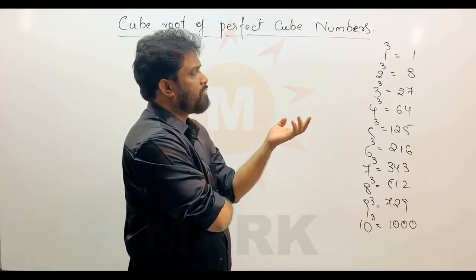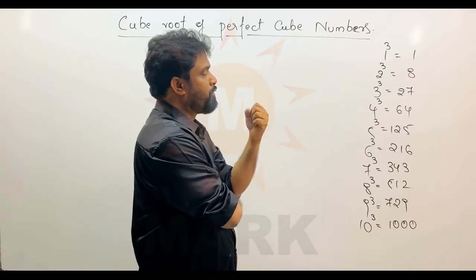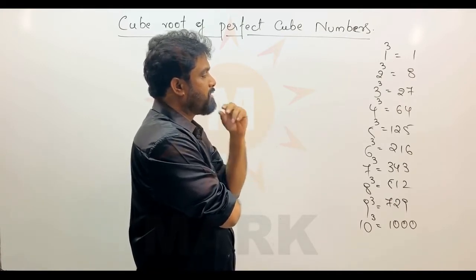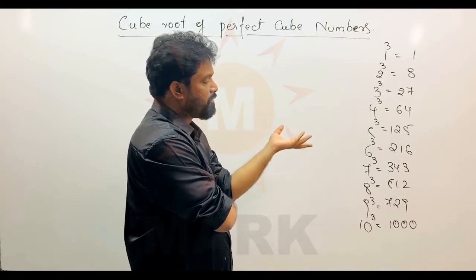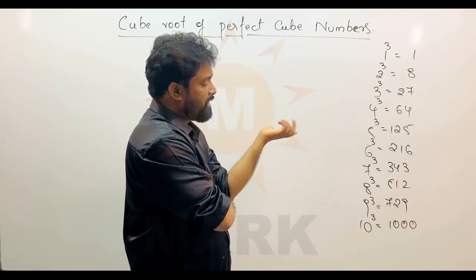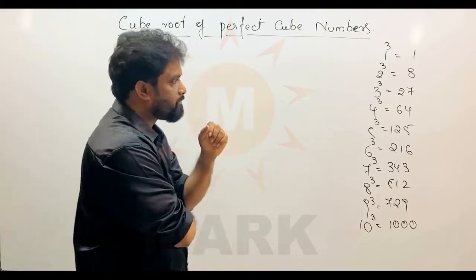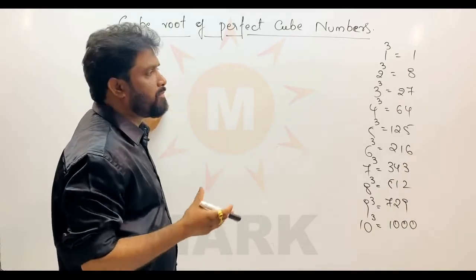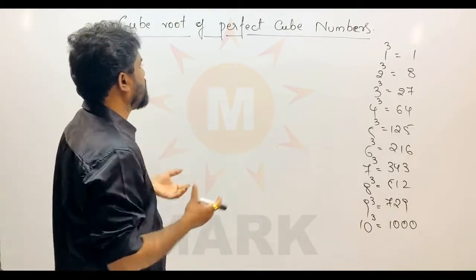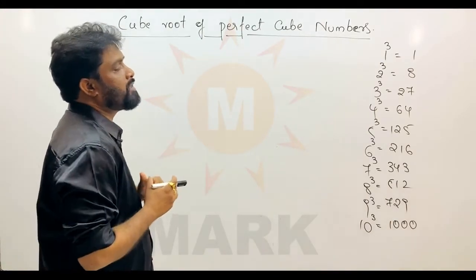1 cube is equal to 1, 2 cube is equal to 8, 3 cube is equal to 27, 4 cube is equal to 64, 5 cube is equal to 125, 6 cube is equal to 216, 7 cube is equal to 343, 8 cube is equal to 512, 9 cube is equal to 729, 10 cube is equal to 1000. So this is the minimum data that anyone should know before going for this topic, finding the cube root of a perfect cube number. Now there are some important points that you should know.